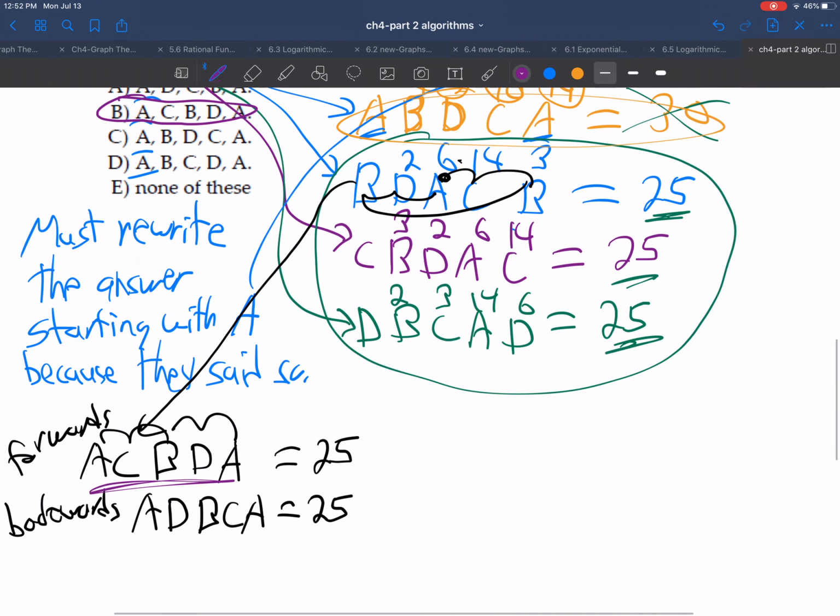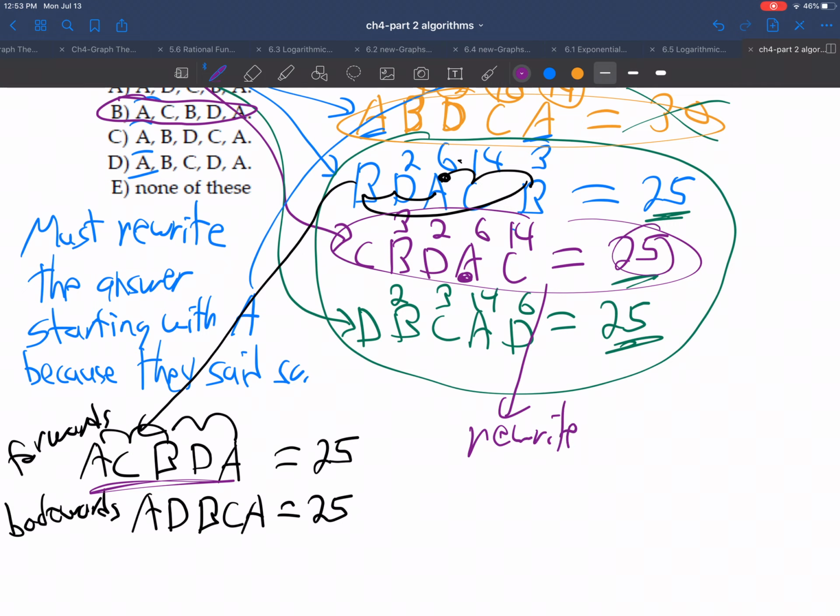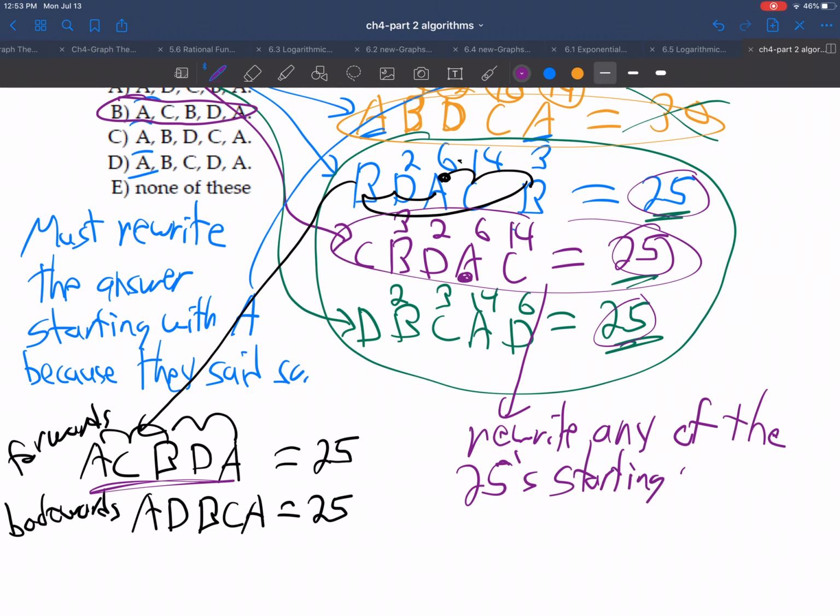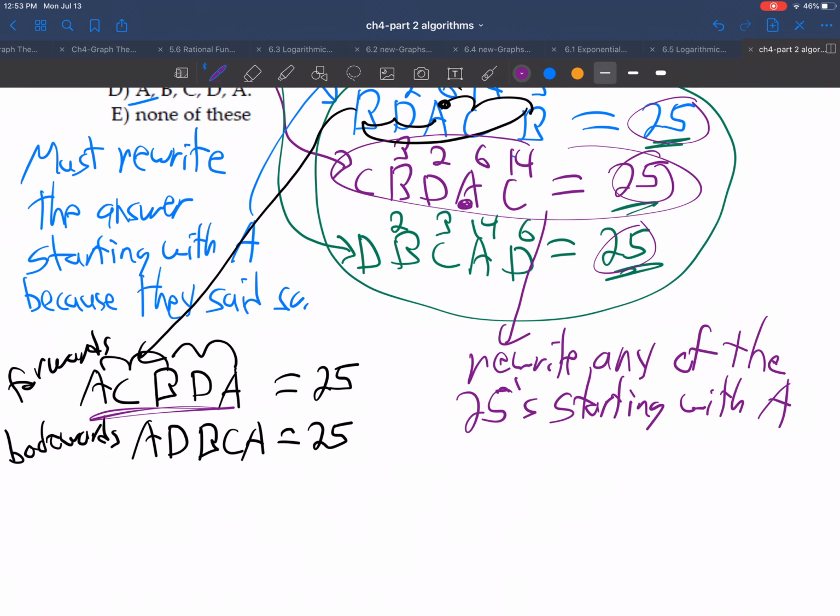Now, you might say, well, how'd you know to do that? Why didn't you grab this other 25? You could have. It would have come out the same. Let me show you. But you've got to rewrite it. All the 25s are good answers. You can rewrite any of them starting with A. That's the trick. It's just a loop, just a circle. A circle can start at any point, right? So we can start at A. Here we go. C. You can go to the right or the left, doesn't matter. C, B, D, A. That's the same loop, and that's forwards.